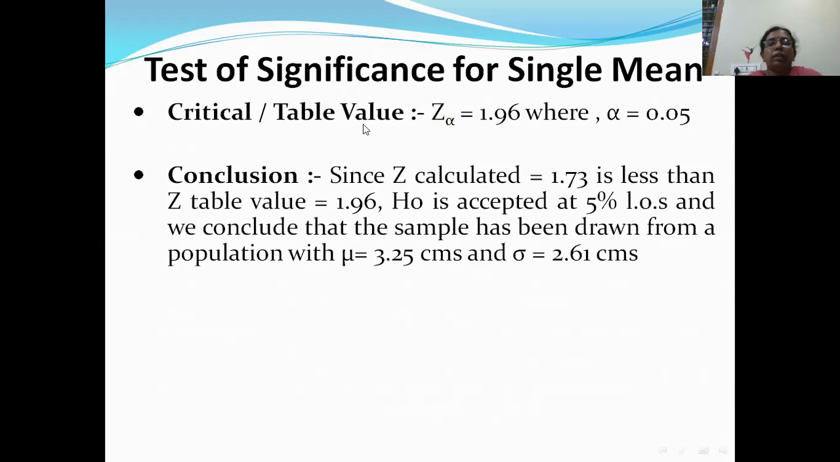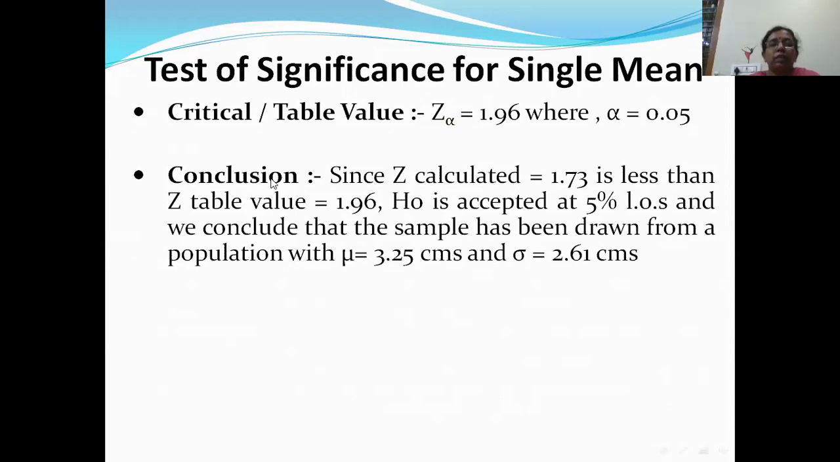Now compare this with the calculated value. Calculated value is 1.73. Table value is 1.96. So which is less here? The calculated value is less. Since the calculated value is less than the table value, we accept H0. That means we conclude that the sample has been drawn from the population with mean 3.25 centimeters.